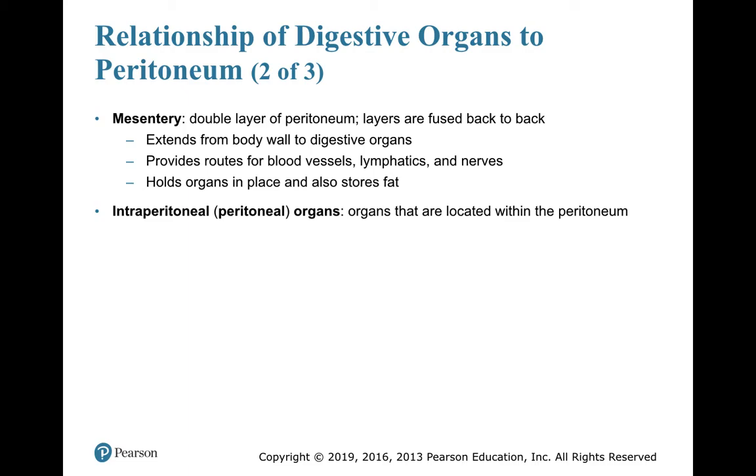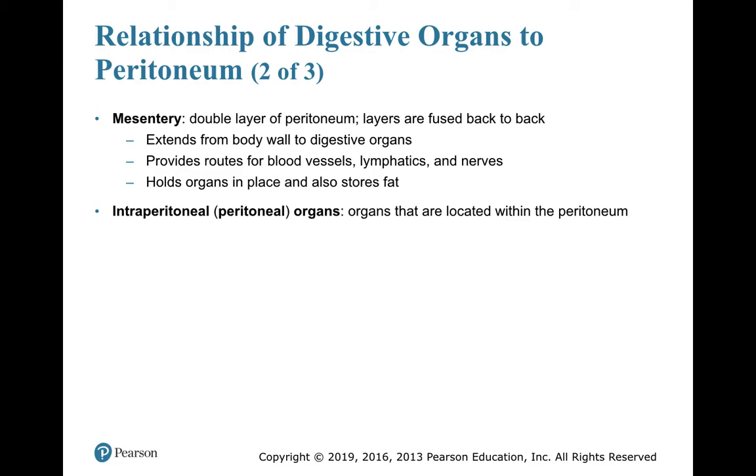The mesentery is also a double layer of the peritoneum, but its layers are fused back to back. It extends from the body wall to the digestive organs, and it provides a route for blood vessels, lymphatics, and nerves. It also helps to hold the organs in place, and it is where we store fat.